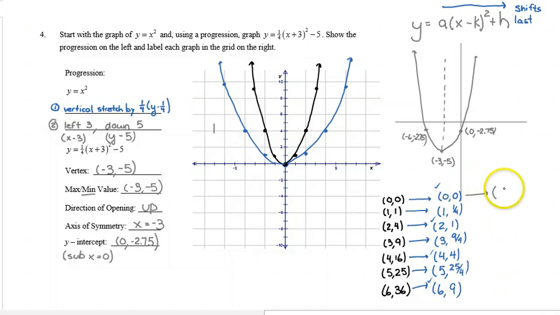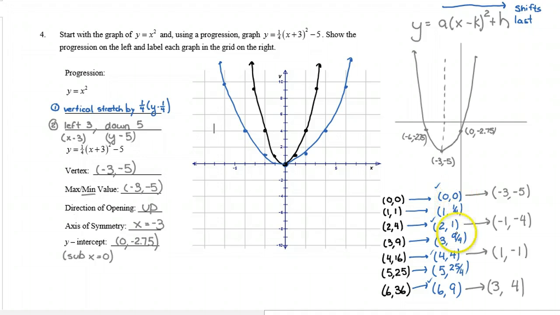So 0, 0, if I subtract 3 from x and subtract 5 from y, will become -3, -5, and you'll notice that's my vertex. And now I'm only going to apply these transformations to the ones that are nice. So 2, 1: if I take 2 and subtract 3, that becomes -1, and 1 minus 5 becomes -4. 4, 4: subtract 3, it becomes 1, subtract 5, it becomes -1. 6, 9: subtract 3, it becomes 3, and subtract 5, it becomes 4.